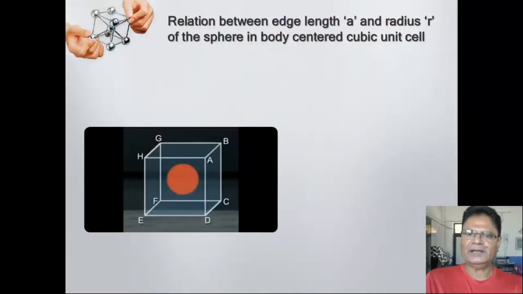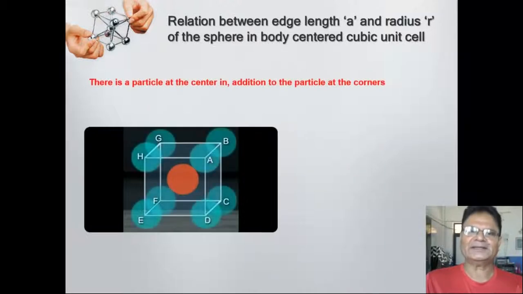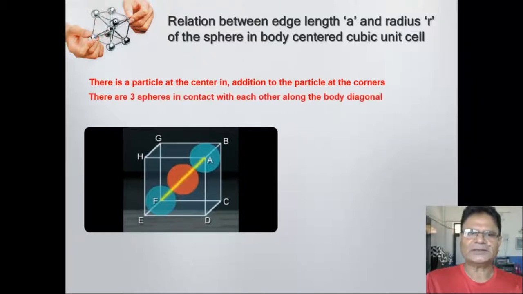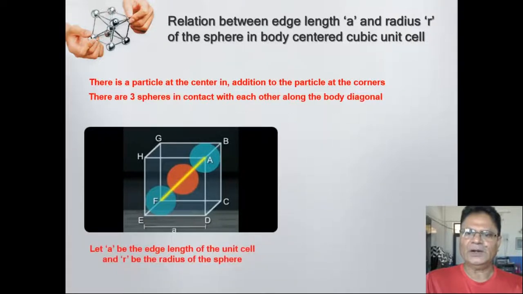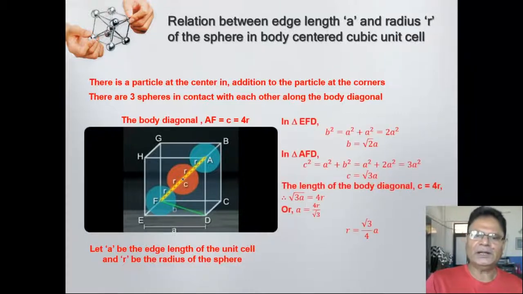Relation between edge length a and radius r of the sphere in body-centered cubic unit cell. There is a particle at the center in addition to the particles at the corners. There are three spheres in contact with each other along the body diagonal. Let a be the edge length of the unit cell and r be the radius of the sphere. Then the body diagonal AF is equal to c.